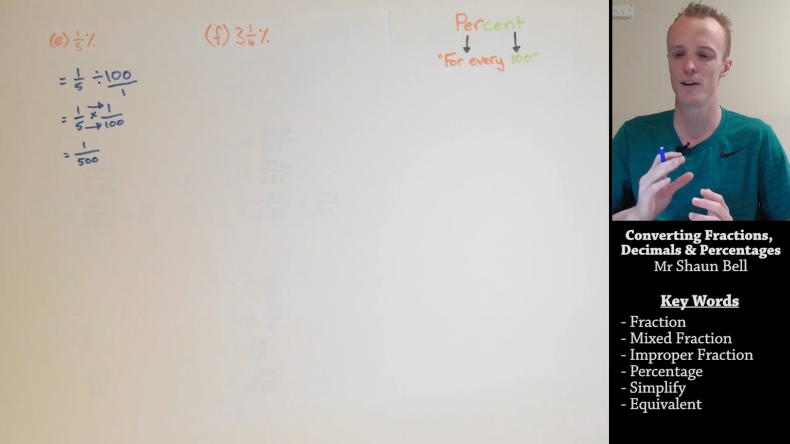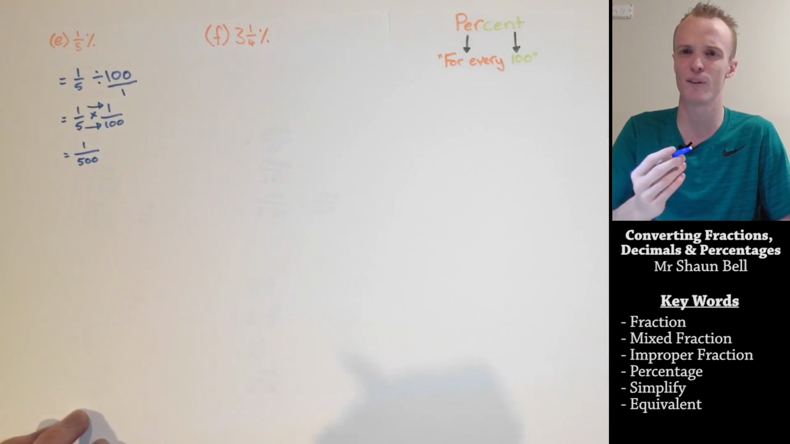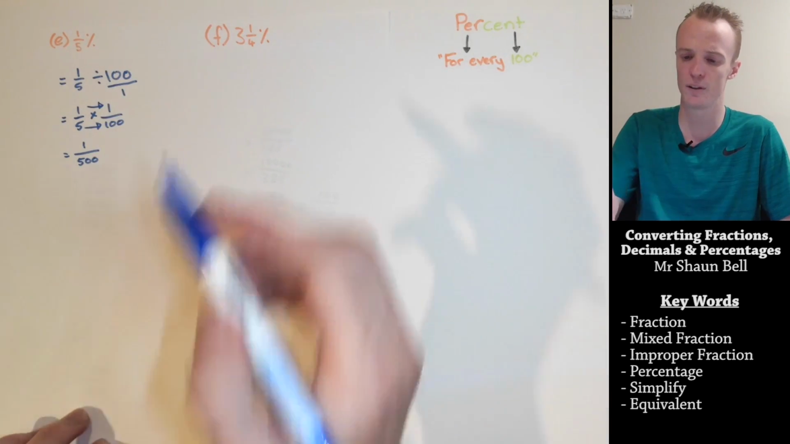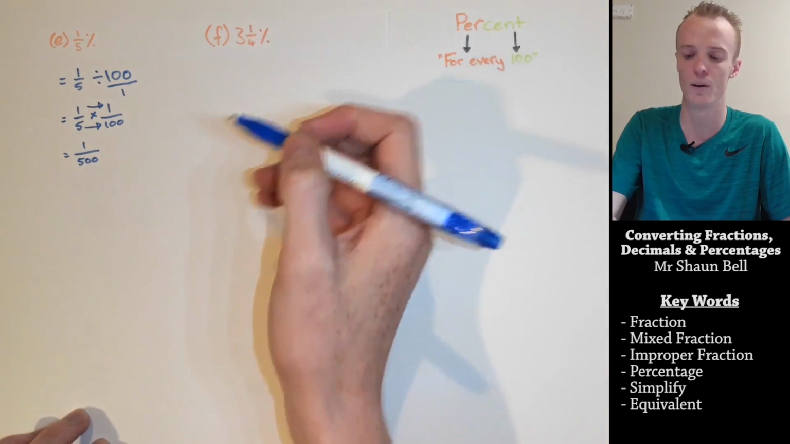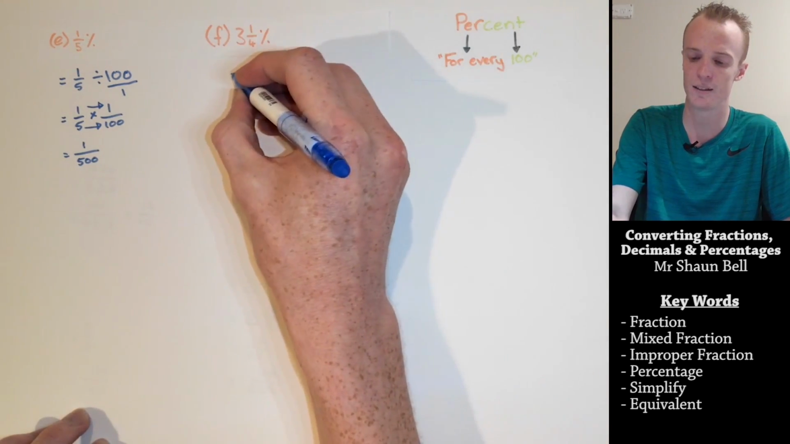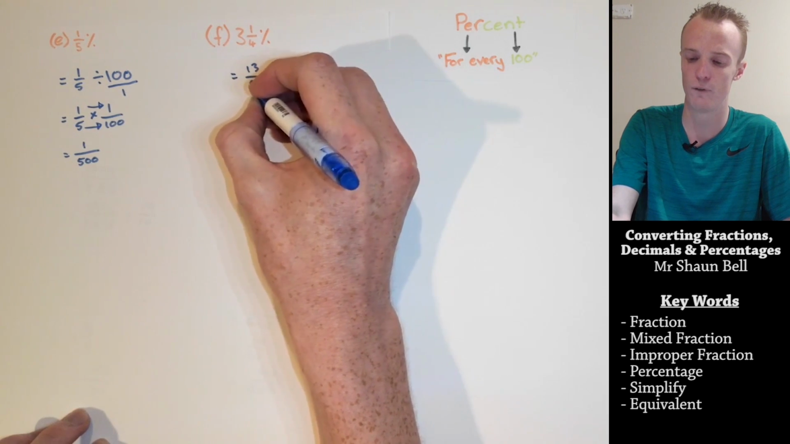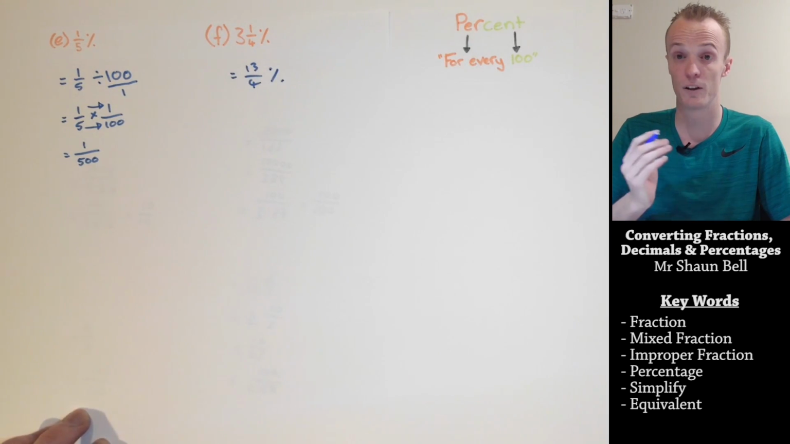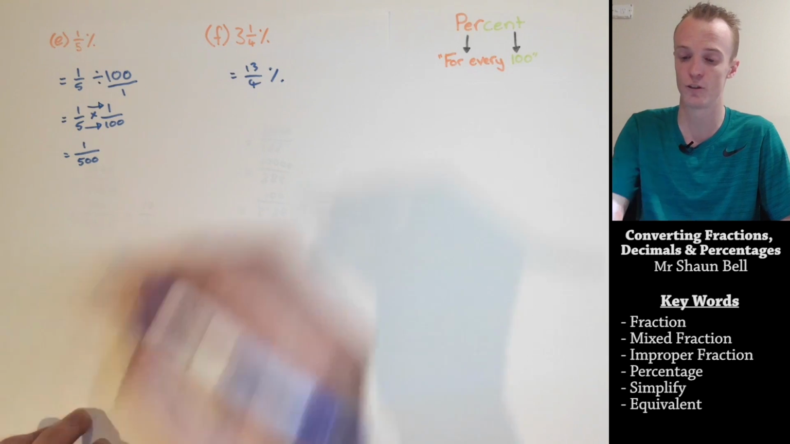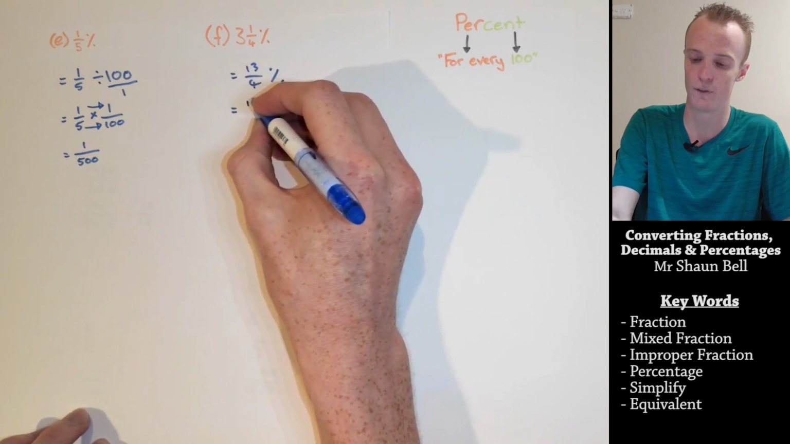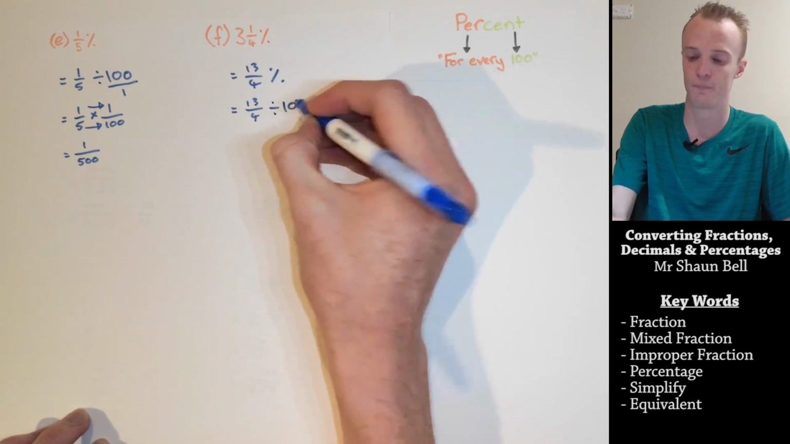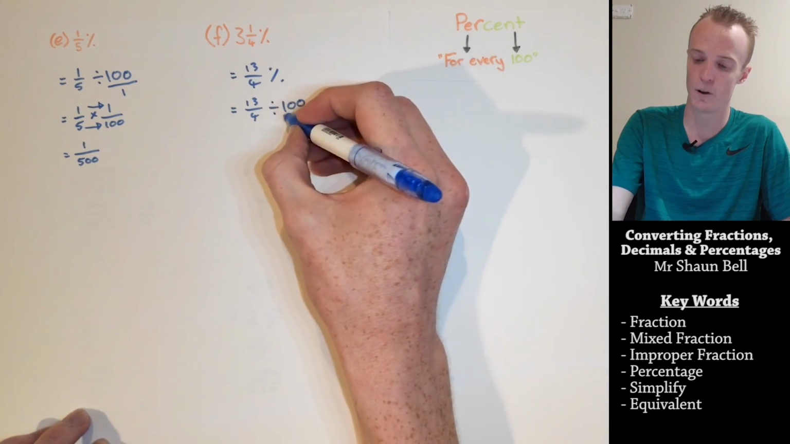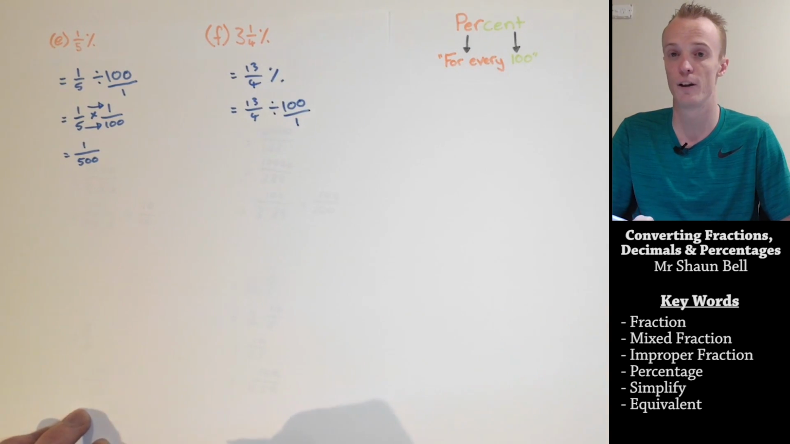So let's take a look at the final sort of fractional percentage that I see stump a lot of people. What if we've got a mixed fractional percentage? Well, let's convert this mixed fraction first into an improper fraction by going 3 times 4 is 12 plus 1 is 13 over 4%. Now to convert a percentage to a fraction, we take that percentage of 13 over 4 and we divide it by 100.